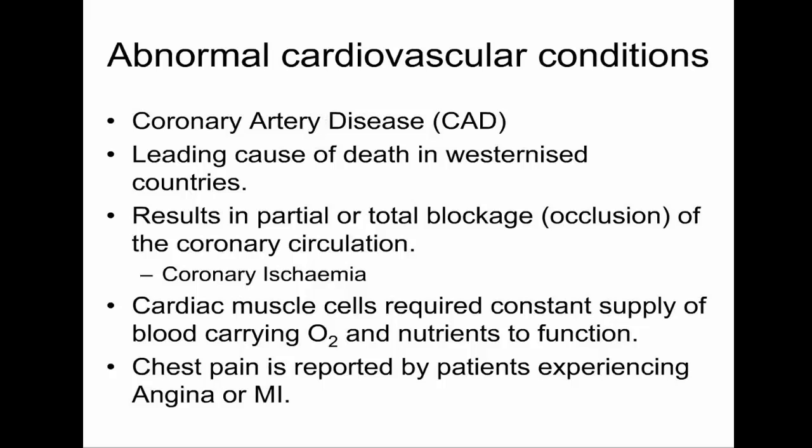So coronary artery disease is the leading cause of death in westernized countries, and it results in partial or complete blockage or occlusion of the coronary circulation, resulting in coronary ischemia. The cardiac muscle cells require a constant supply of oxygen-carrying blood and nutrients. And chest pain is reported by patients experiencing angina or MI, which you might see written in the notes, which means myocardial infarction, where part of the myocardium has actually started to die because of this lack of blood supply.